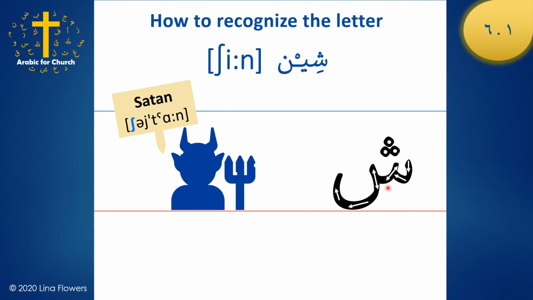And if you look at the first part, you will find that it looks very much like a fork, very similar to the pitchfork that Satan carries. And Satan in Arabic is Shaitan. Shaitan starts with the sound Sh.